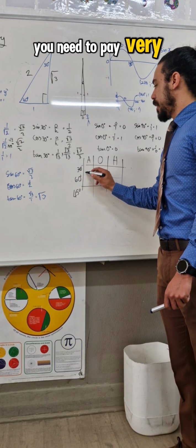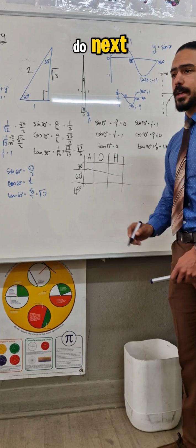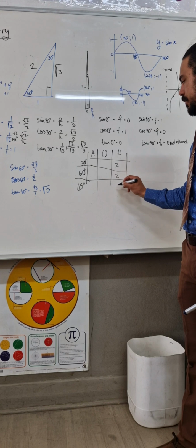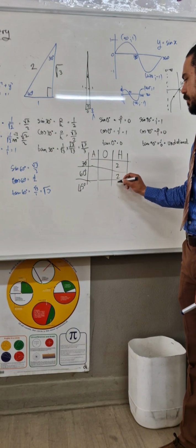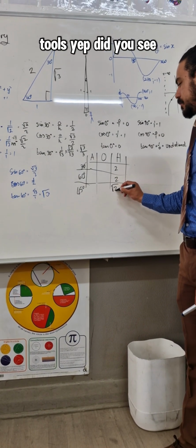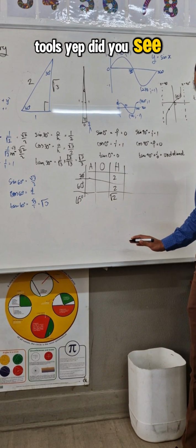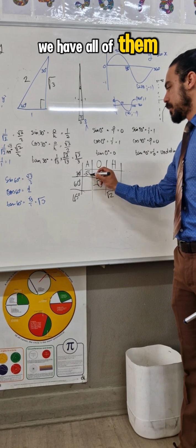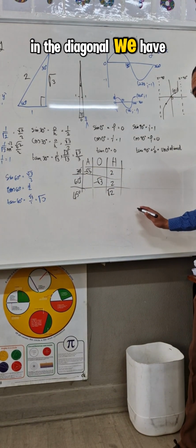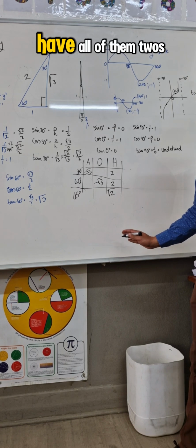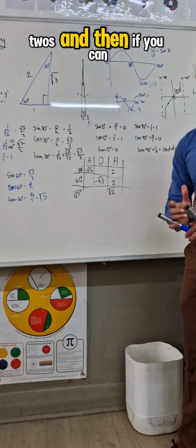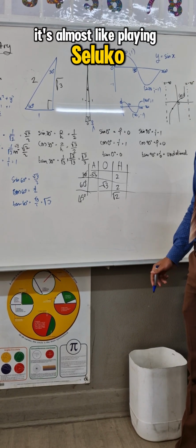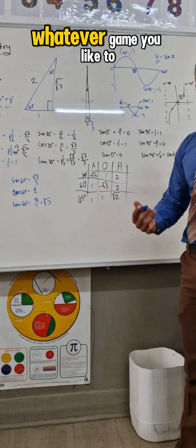Now you need to pay careful attention to what I'm going to do next. Right here, we have all of the twos. Did you see? All of the twos, and right there in the diagonal, we have all of the square roots. So in the diagonal, we have the square roots. In the H column, we have all of the twos. And then, if you can remember that, you don't even have to think. It's almost like playing Sudoku or Omo, whatever game you like to play.